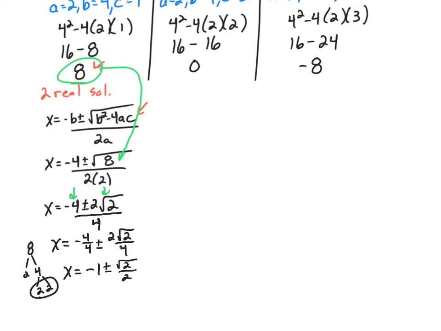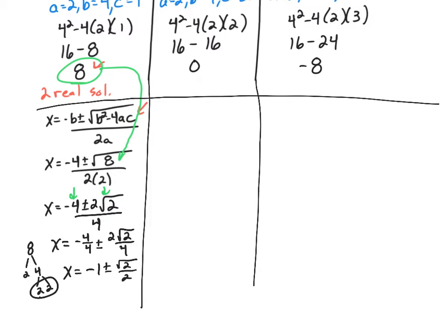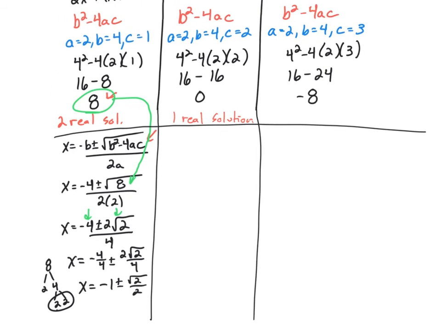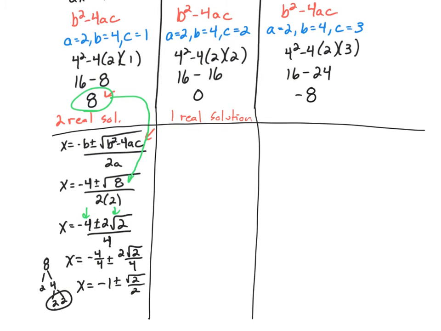Okay, and those are my two solutions. So I have negative 1 plus root 2 over 2. I have negative 1 minus root 2 over 2. And now I'm going to do the same thing with the middle problem. So let's kind of partition things off here. Okay, so the second one we said the discriminant was 0, so I have one real solution. So I should end up with one real solution when I'm done. So I'm going to adjust the screen here so I can see my a, b, and c again.